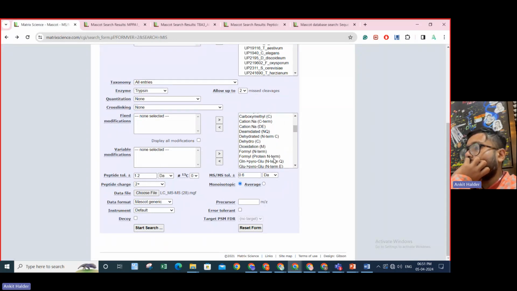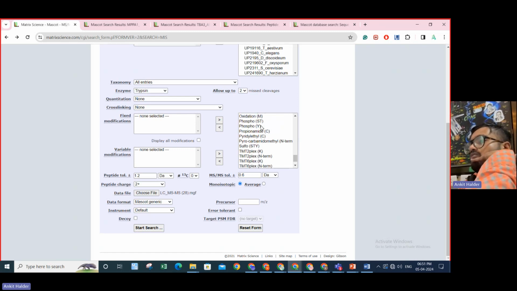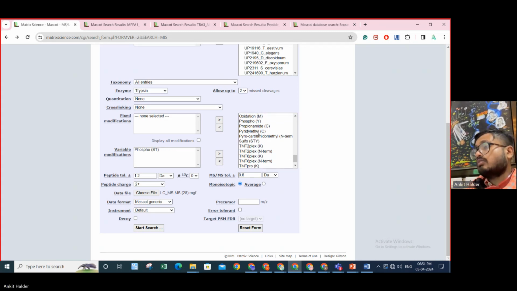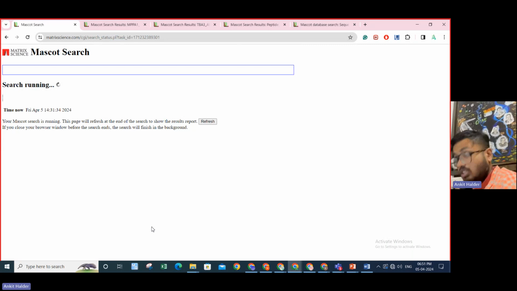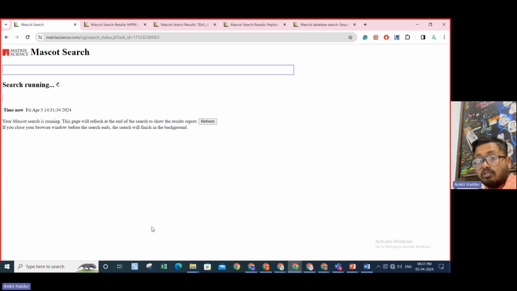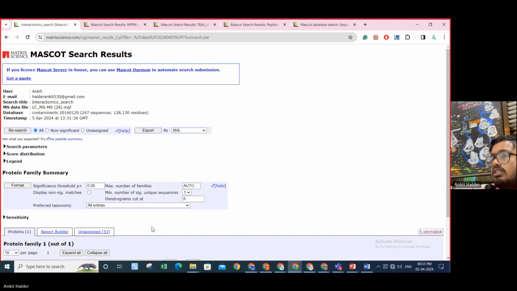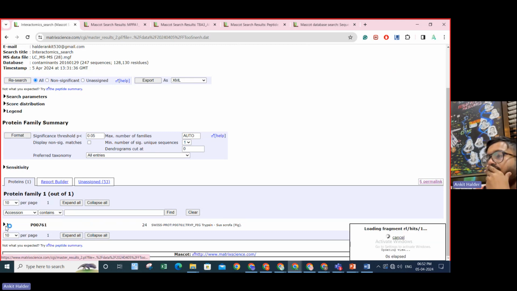Let us now play with it. What we will do is use phospho ST and phospho Y as variable modifications. You know that these are phosphorylations, though we don't know whether it is enriched data or not. Again, phosphorylation gets enriched with columns like TiO2, titanium dioxide. It is coming as peak trypsin.